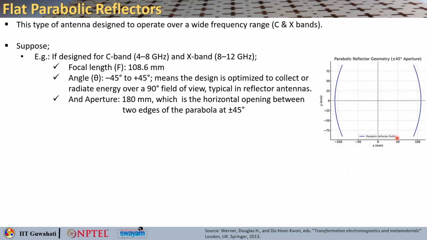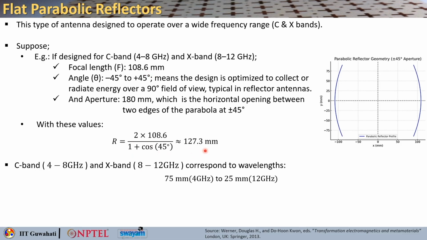Okay, so here is how the parabolic reflector geometry looks like, okay, with plus minus 45 degree aperture. So with these values you can obtain what should be r, that is 2 into f divided by 1 plus cos theta, that comes out to be 127 millimeter. Okay, so when you talk about C band, which is again 4 to 8 gigahertz, and X band which is from 8 to 12 gigahertz.